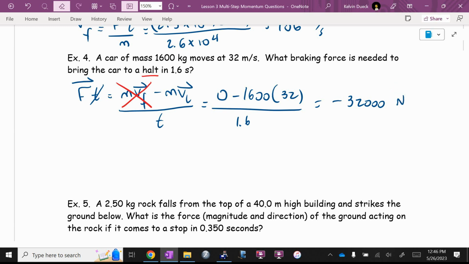What's the negative telling you? If the car is moving forwards, the force must be pushing backwards. If the car is traveling north, the force must be pushing south. If the car is traveling left, the force must be pushing right. And that makes sense. The braking force is in the opposite direction of motion. I'm actually okay with the negative. It doesn't creep me out. It says to me, I probably did this correct. At least most of us did it correct.